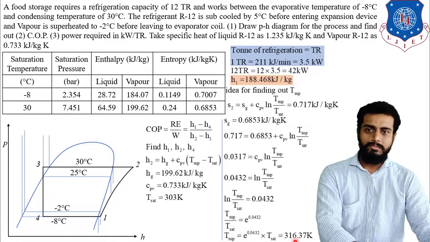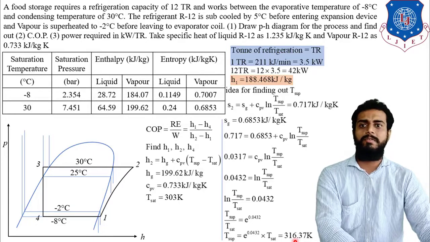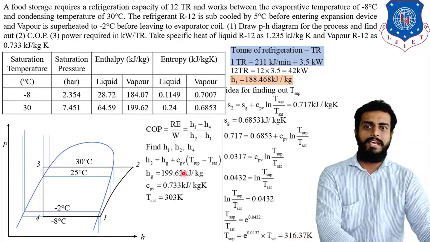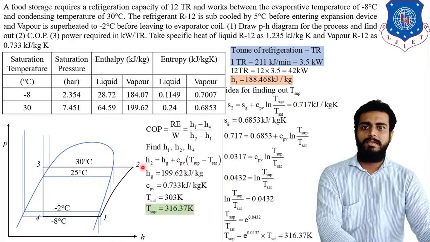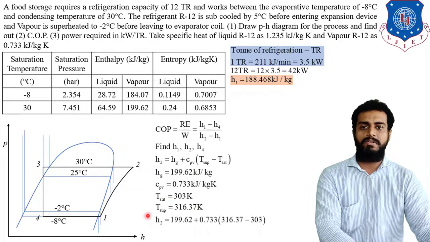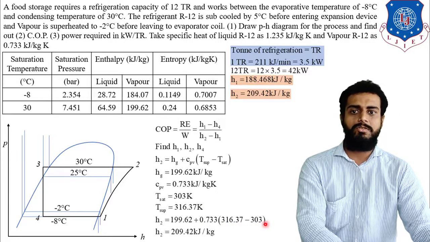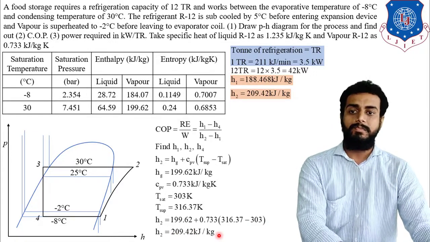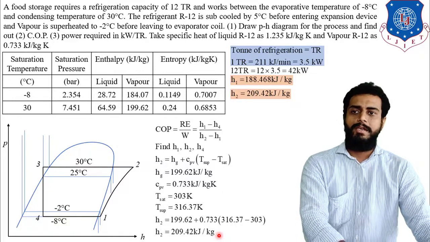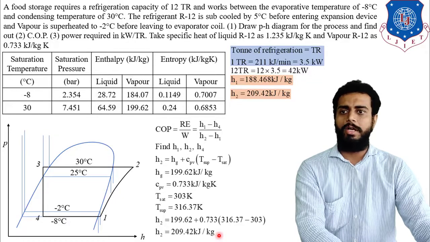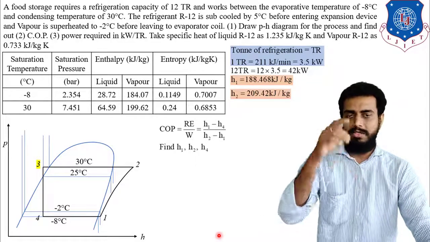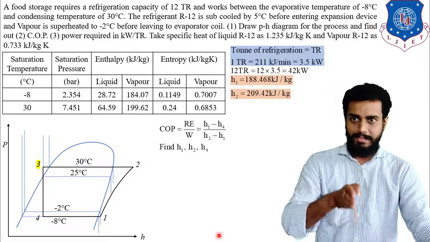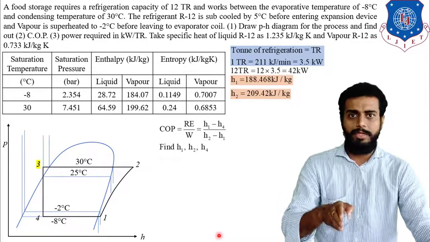Now we will use this T superheated in the equation of H2, right? So we can find H2 as 199.62 plus 0.733 into 316.37 minus 303. So H2 is equal to 209.42 kilojoule per kg. Now H2 is done. Now what are we left with? We are left with H4. See, whether you find H4 or H3, both will be same because that is an isenthalpic process, right? So H3 and H4 both will be same.